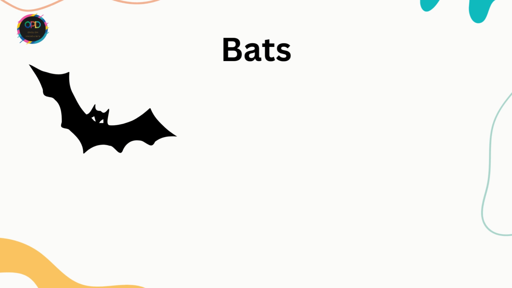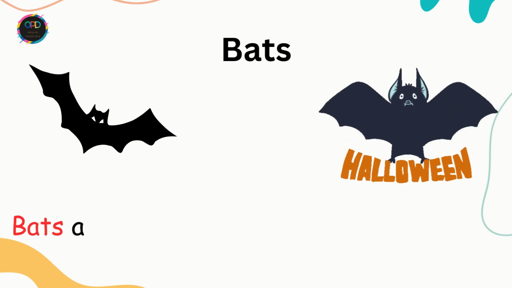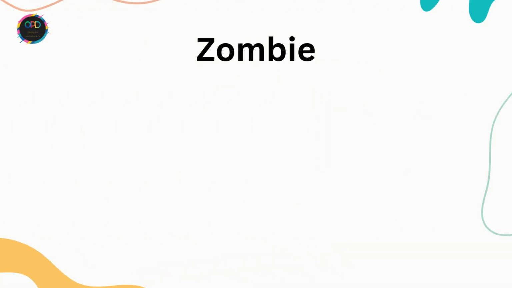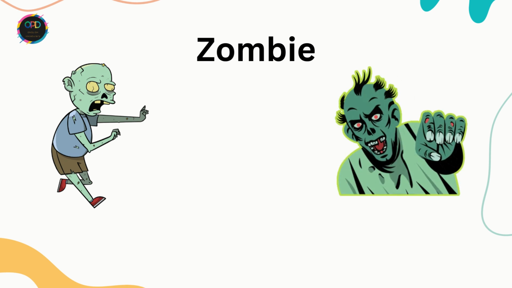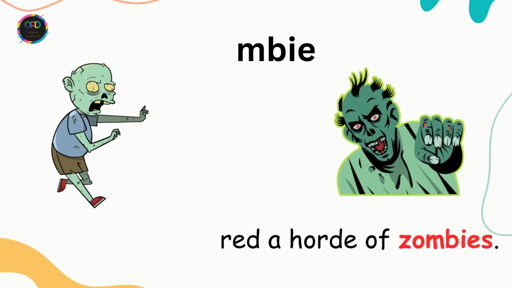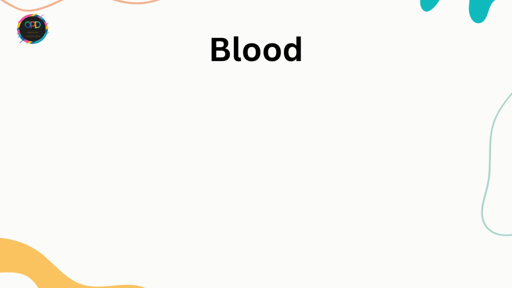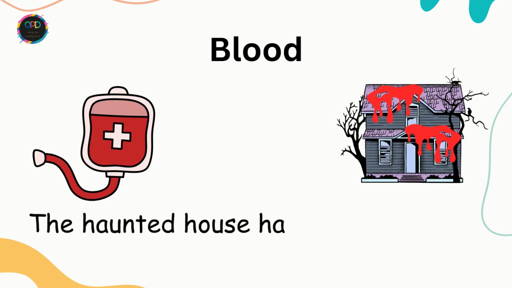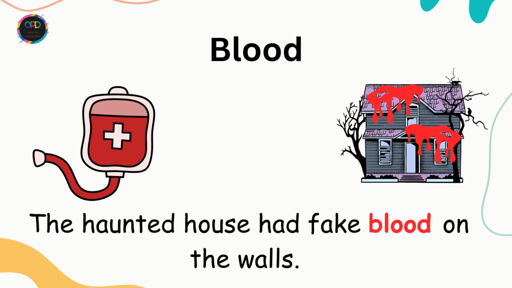Bats. Bats are often associated with Halloween. Zombie. The movie featured a horde of zombies. Blood. The haunted house had fake blood on the walls.